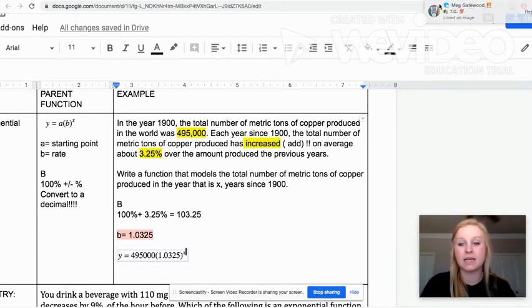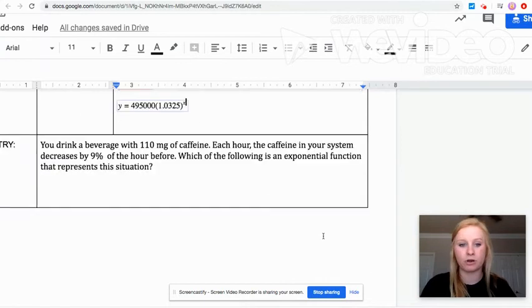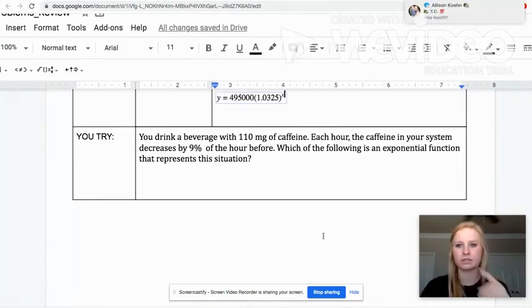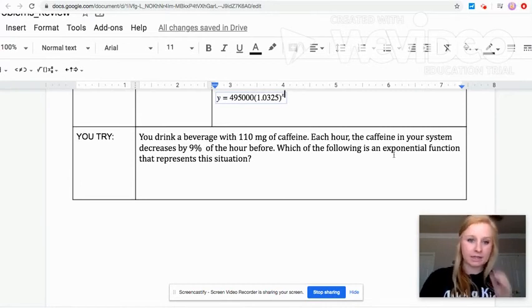Shift and 6. Now I do have one more problem I want you to try on your own before you start your assignment, so I will leave it right here, there it is, okay? So go ahead and get that done, and then you can start on your assignment for today. Thank you, guys.